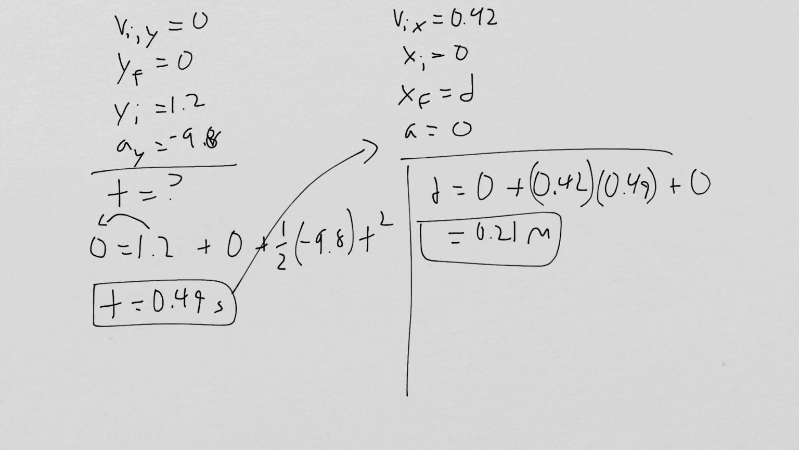This one, the trick to it is recognizing that it's a multi-step problem. We have to use the vertical information to find the time, and then the time and the horizontal information in part A to figure out the distance.